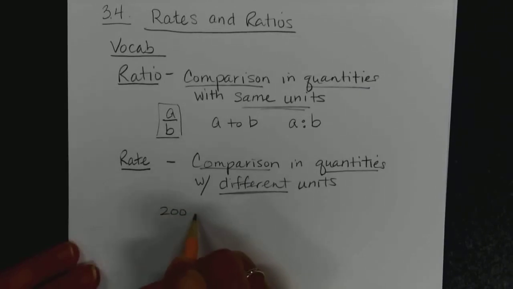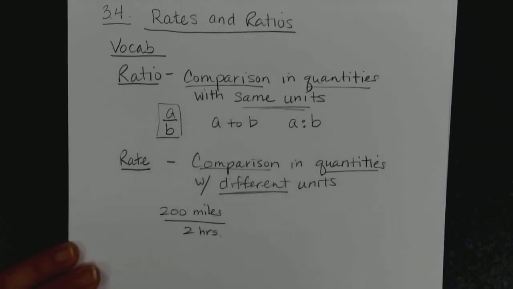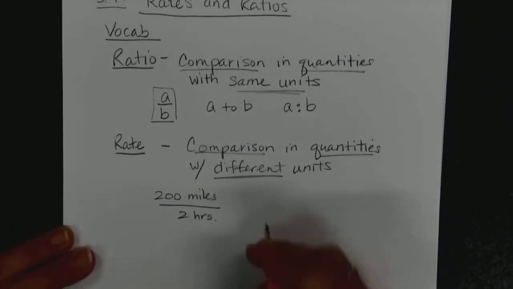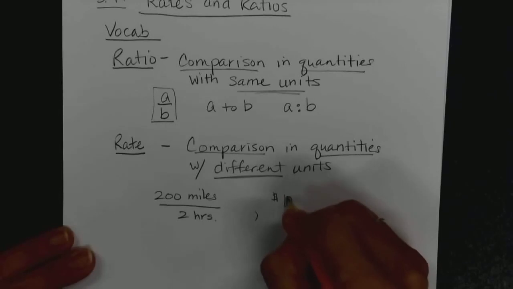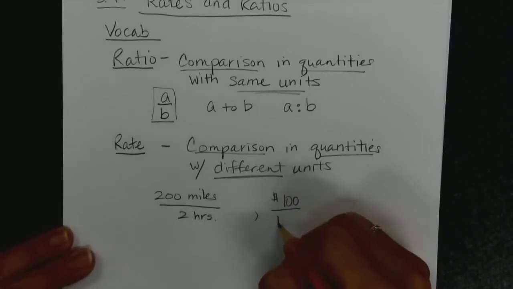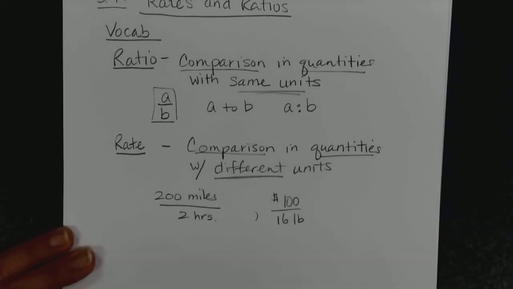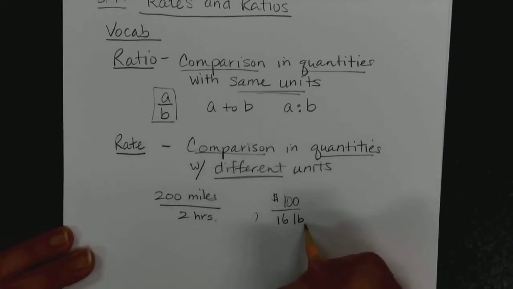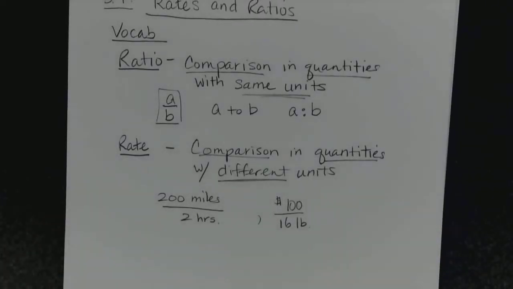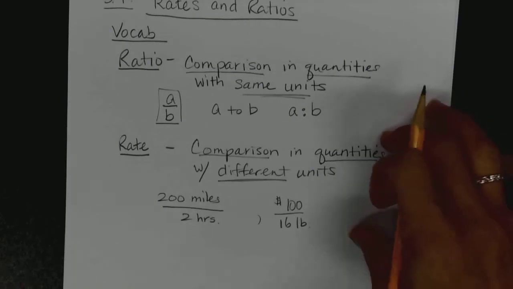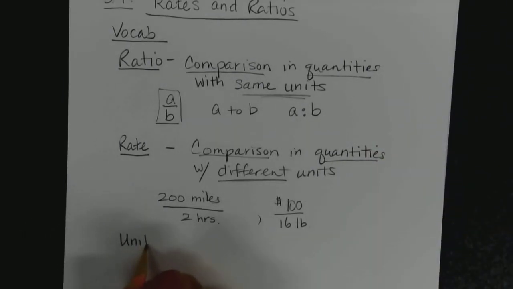So here's one: 200 miles for every 2 hours, right? That's a rate. Or I can say $100 for every 16 pounds, right? Do you put an S at the end of pounds? The symbol? Just lb, thank you. Can be lb. Okay, so this is a rate. So if this is a rate, then what is a unit rate?